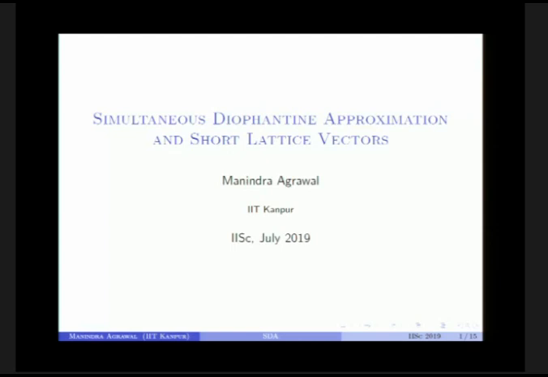The title of this talk is about two problems, simultaneous Diophantine approximation and shortest vectors in a lattice. I'm not sure how many of you are familiar with this, so I'll give the definition of both these problems. It's still a work in progress, really. So the proofs are not fully written down yet. So I intend to use the whiteboard here to write down some of the proofs if required.